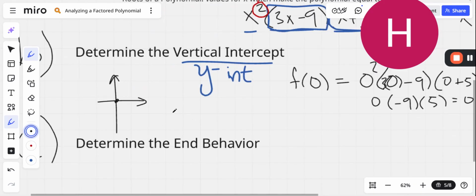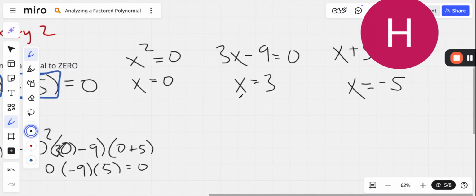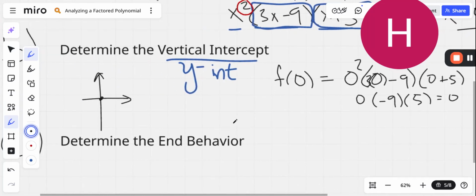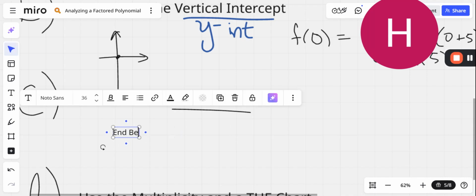We're building up to this ability to sketch the graph, so the more information we have about the graph, the better. For example, these roots here are going to be equivalent to x-intercepts. So we have the x-intercepts, we have a y-intercept. Now let's talk about the end behavior. So the end behavior of a polynomial is very easy to determine.